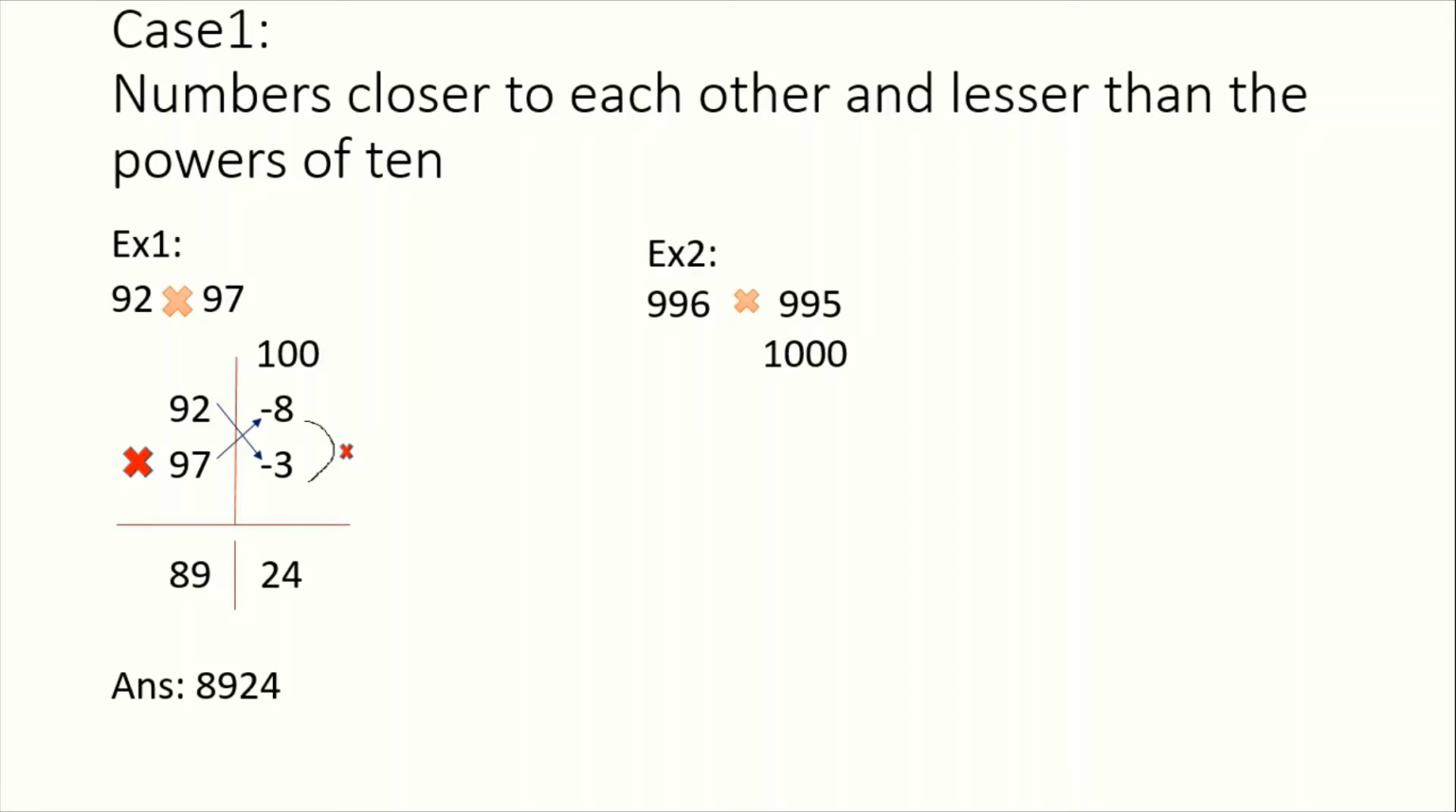We'll see one more example, that is 996 multiplied by 995. These two numbers are closer to 1000. 996 is 4 less than 1000. 995 is 5 less than 1000. What is the next step? We have to divide the answer into two compartments. For the first one, we are separating 5 from 996, or 4 from 995. For the second compartment, we are multiplying 4 and 5. So, if you separate 5 from 996, you are getting 991. 4 5s are 20. That is the answer.